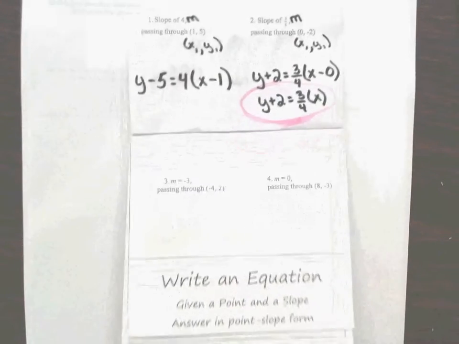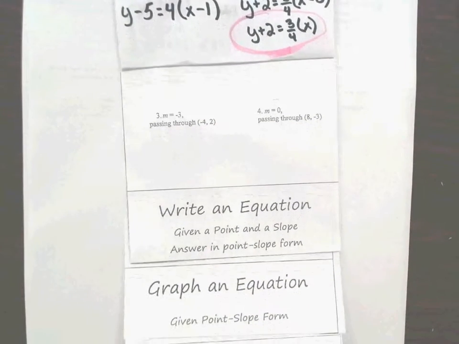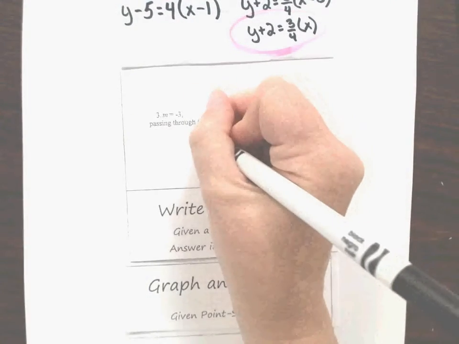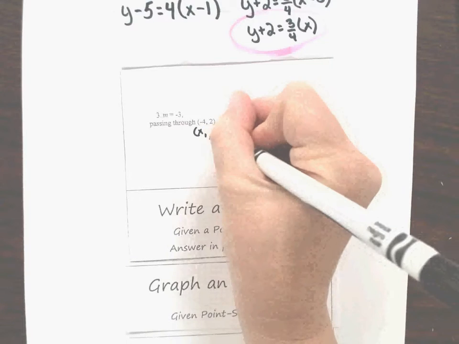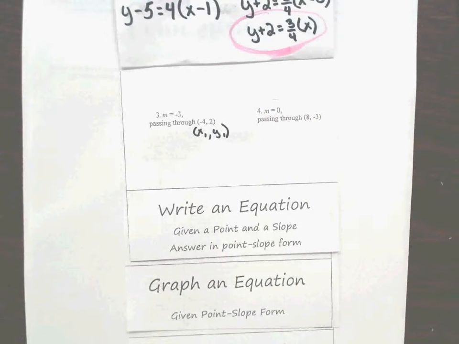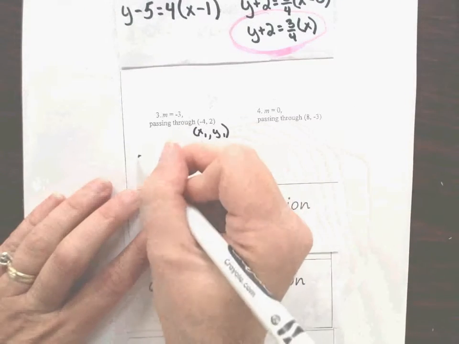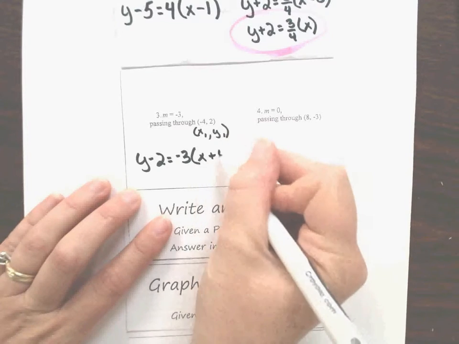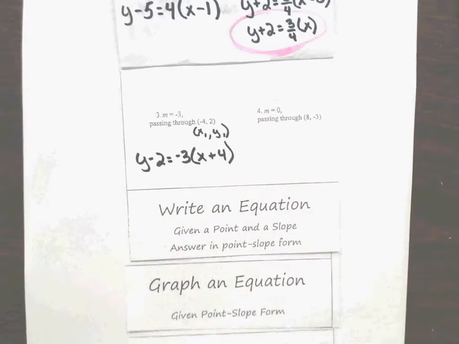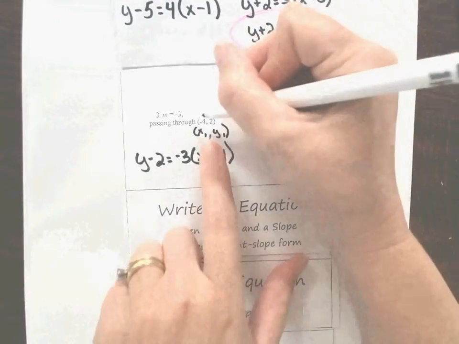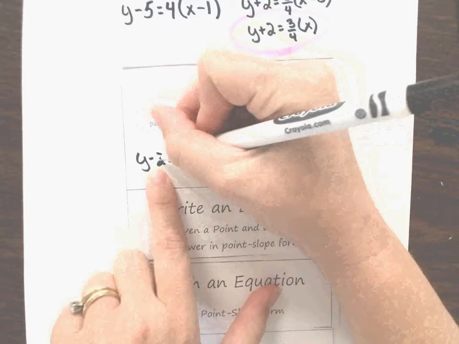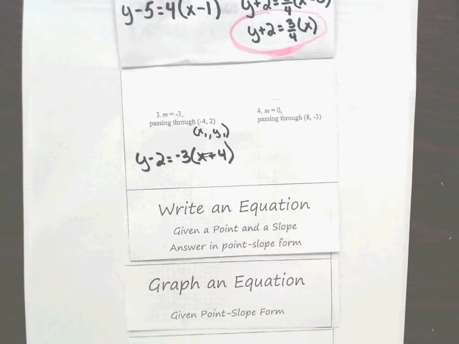Okay, so number 3, instead of writing out the word slope, it has m equals, and it has your point, so this is x1, y1. Would somebody write that equation, or tell me what it is? y minus 2 equals negative 3 parentheses x plus 4. Okay, make sure that your x matches in the parentheses with your x, and your y goes on the left side of the equal sign. Don't mix those up.